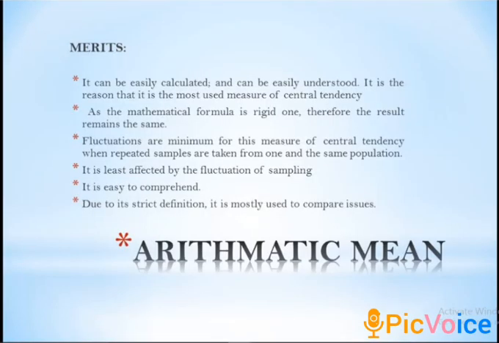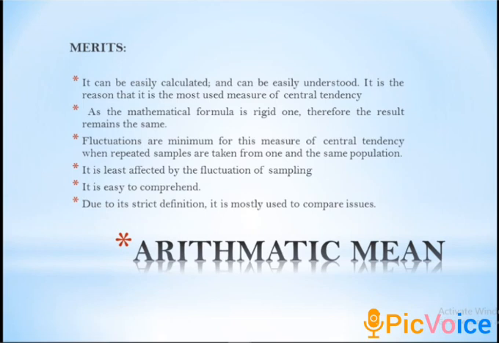फर्स्टली मेरिट्स ऑफ अरिथमेटिक मीन। इसके फर्स्ट क्या है? It can be easily calculated and can be easily understood. It is the reason that it is the most used measure of central tendency. Second है, as the mathematical formula is rigid one, therefore the result remains the same.